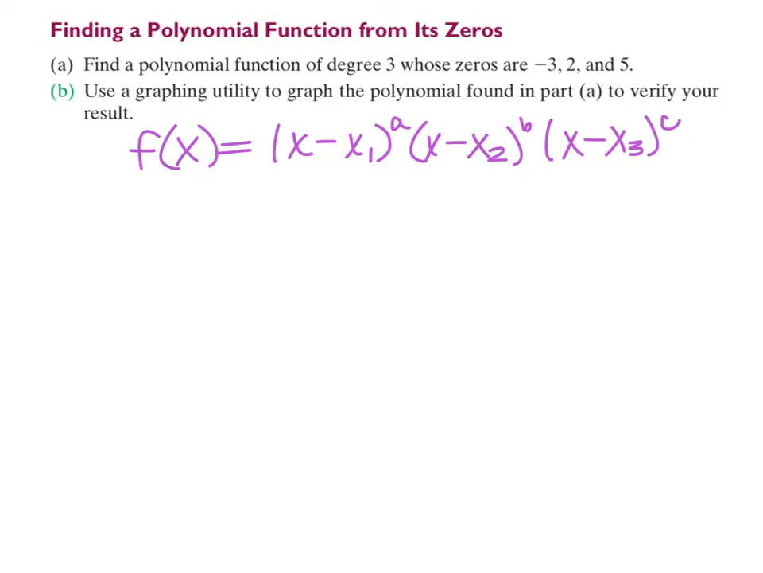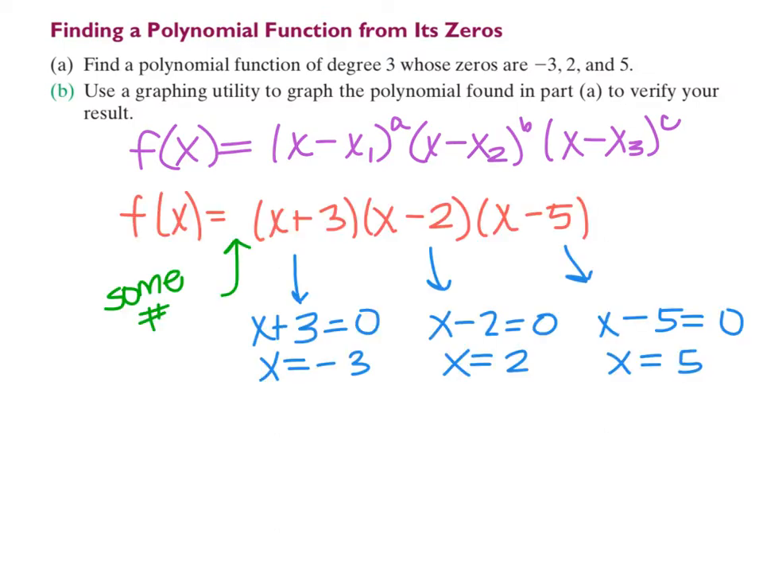So we're going to write it in factored form, so it's going to have some parentheses, and the x's stay x, but these x1, x2, x3 become my zeros. And these a, b, and c values are the exponents of each zero. So here's what I have. For -3, we change the sign, so it's x plus 3. For +2, again, we change the sign. And for 5, we have x minus 5, again, changing the sign.